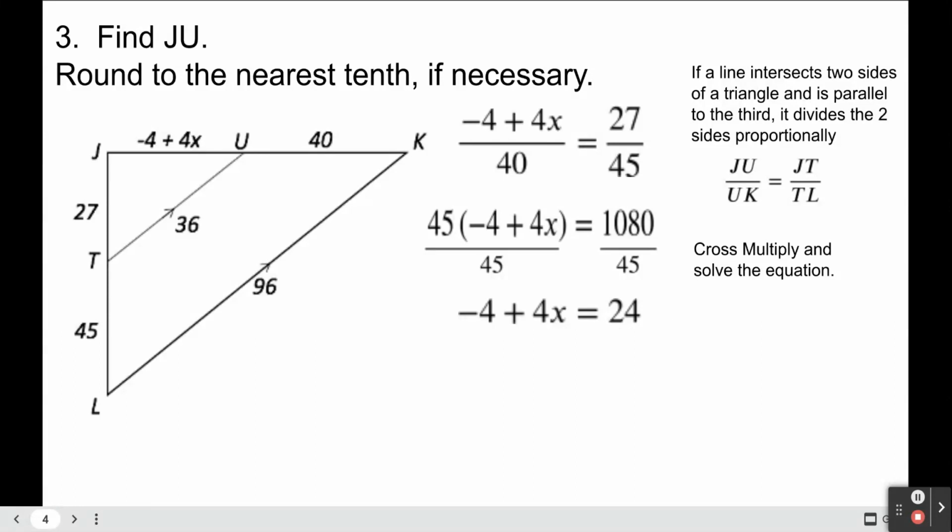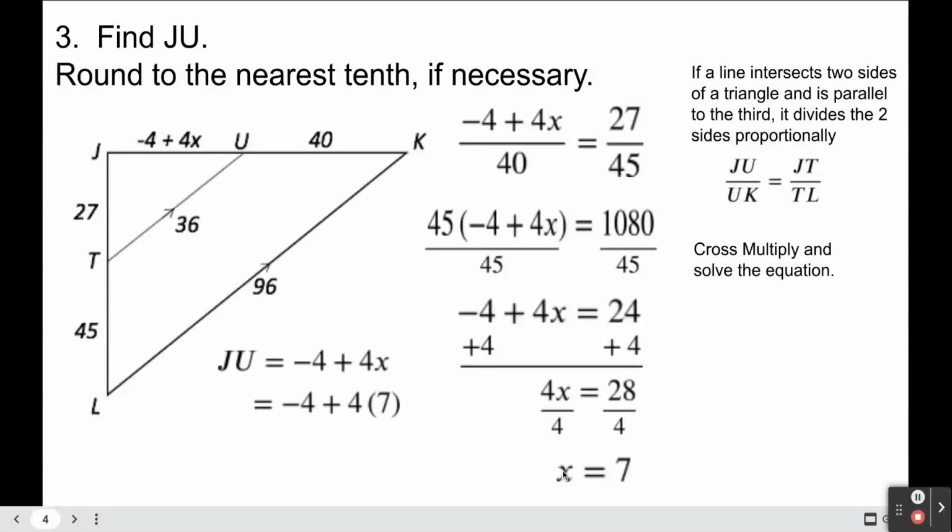Here, when we continue to solve, we're going to need to add 4 to both sides. That is a -4. To make it cancel, we would add. Make sure you do that on both sides. So we get 4x equals 28. And finally, we solve for x by dividing by 4. We're not done at this step. That's just what x equals. But if you notice, JU is -4 plus 4x. We need to plug in that x to actually find the length of JU. So plug in 7 for x and work that out. -4 plus 4 times 7 gives you 24.